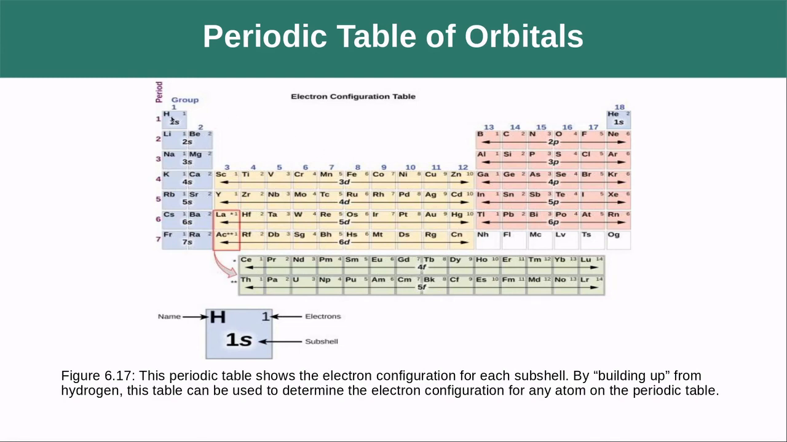And you can see that in these blocks. It's the way that the whole table is actually set up. So you have your 1s, which has 2 electrons, so the first one is hydrogen, the second one is helium. Then you have your 2s block, and that's lithium and beryllium. Those are where you're going to put your electrons to make those atoms.